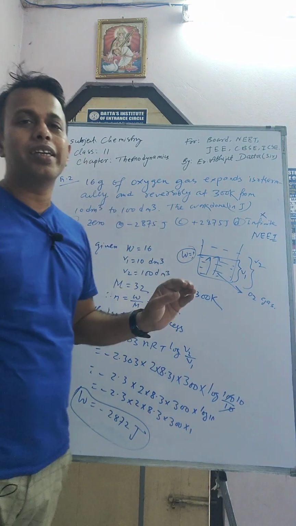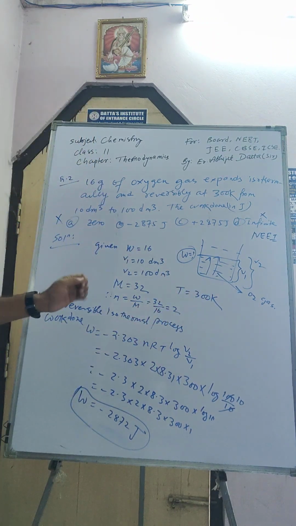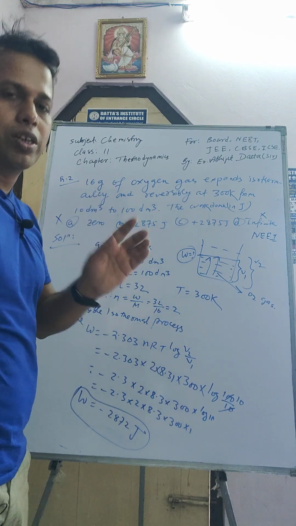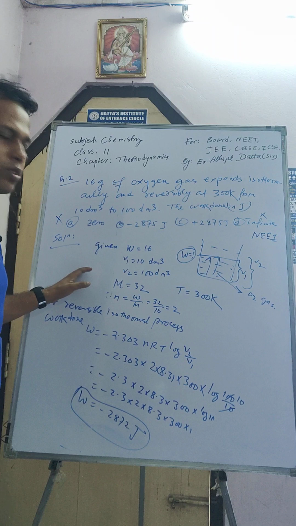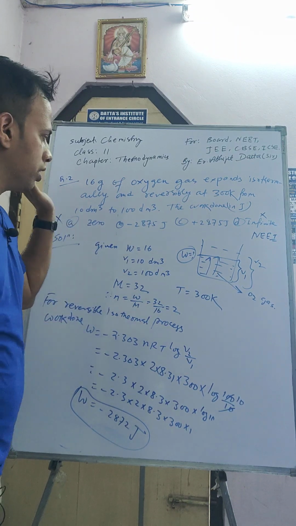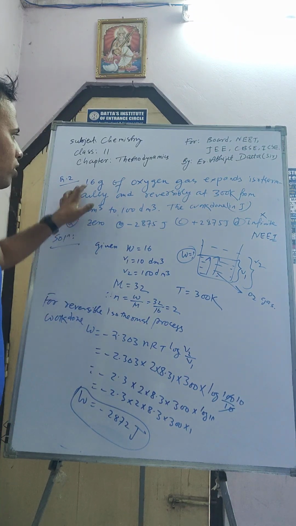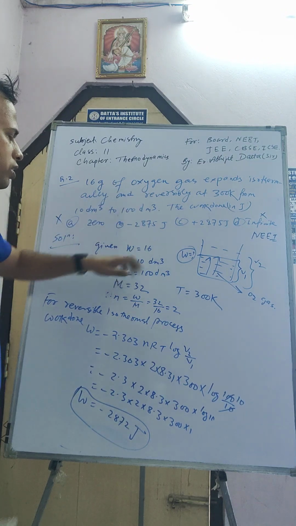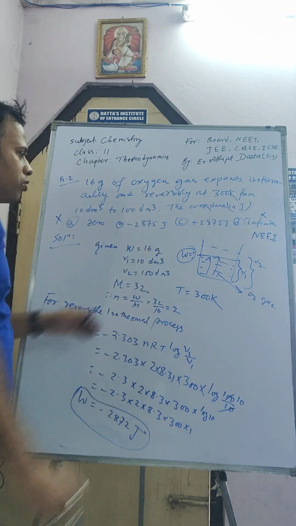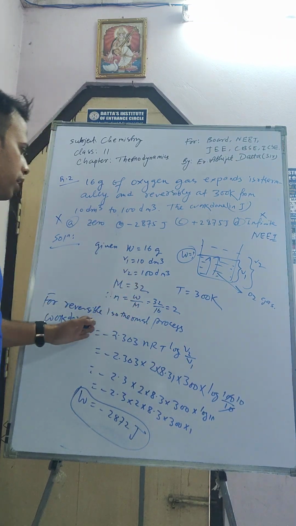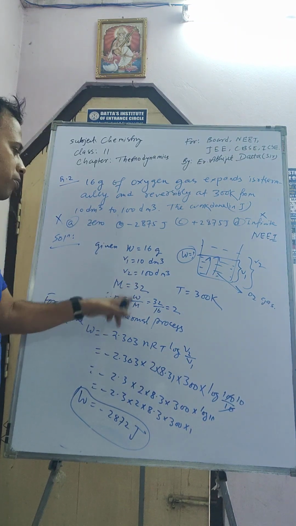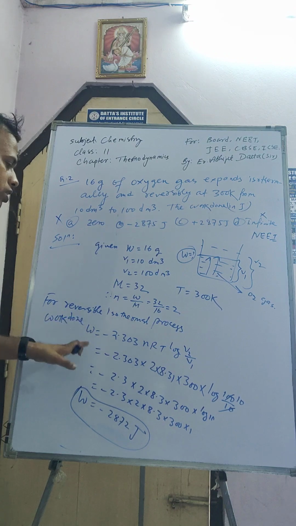You don't need any type of calculation here, but generally you have to do it when you are in class 11 or 12. Okay, in a school exam you have to do this one. That's why I am writing all this here. What is given? 16 gram of oxygen, so W is 16 gram, V1 is 10, V2 is 100, and M is 32 for the molecular mass of oxygen, and T is 300, and n is W by M. I find out. Now for a reversible process, W is what?